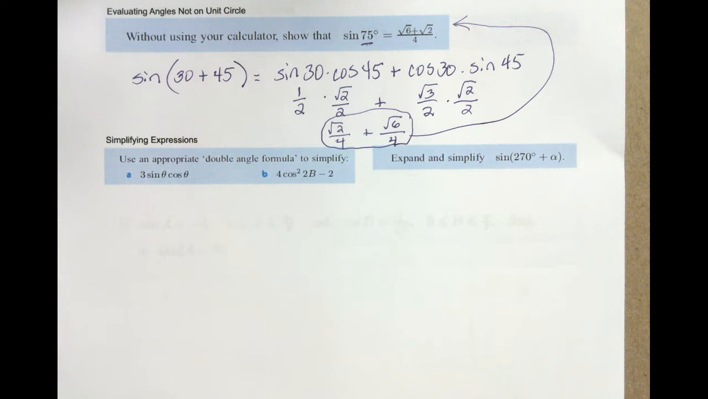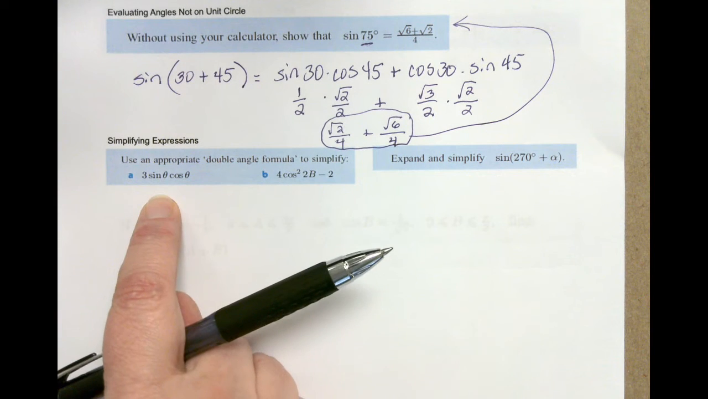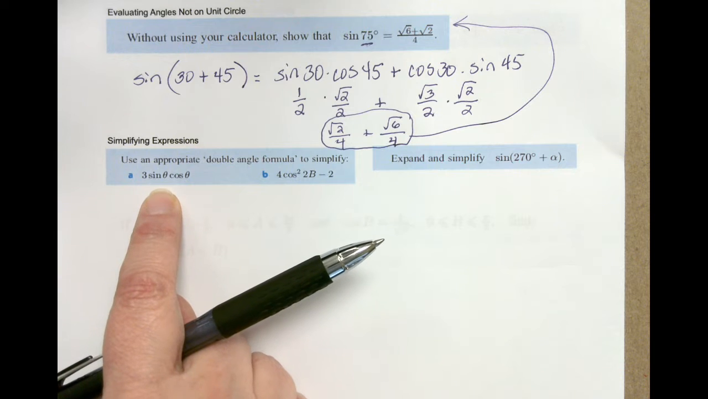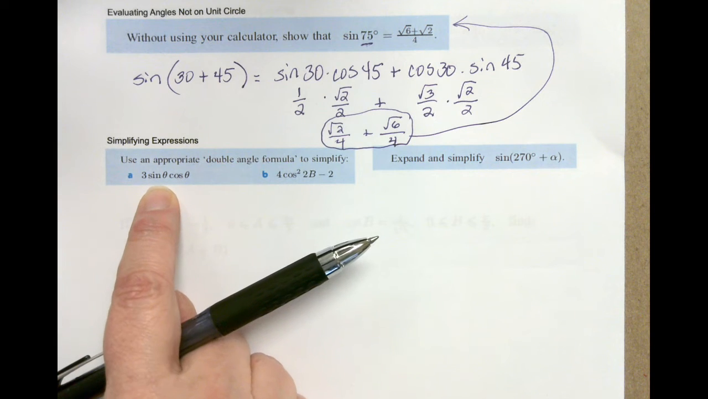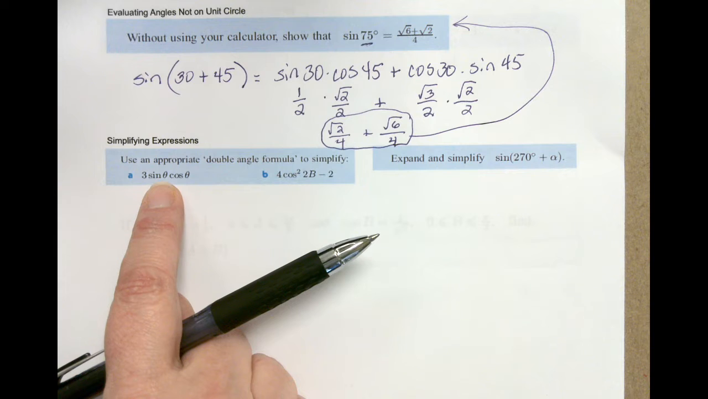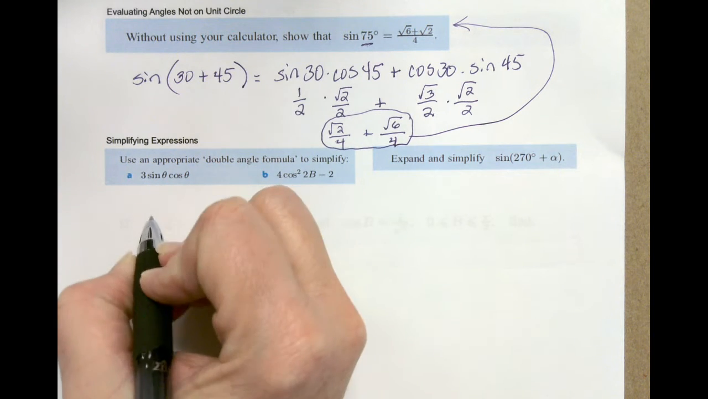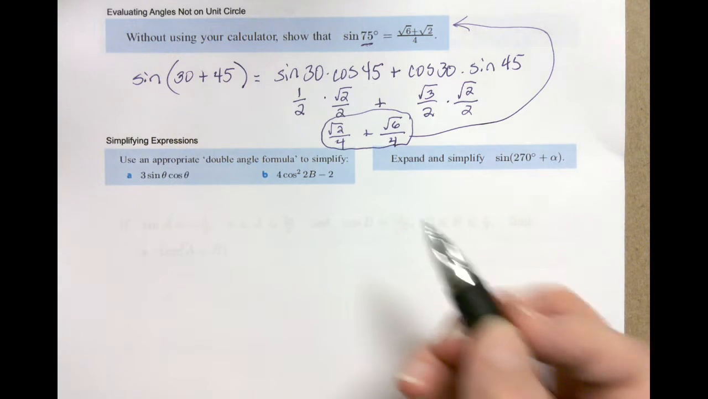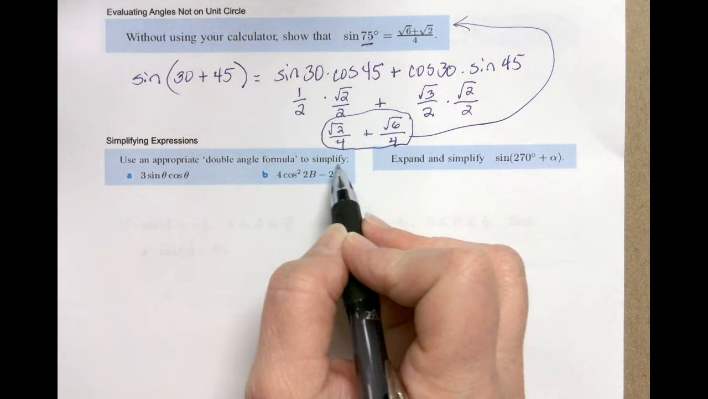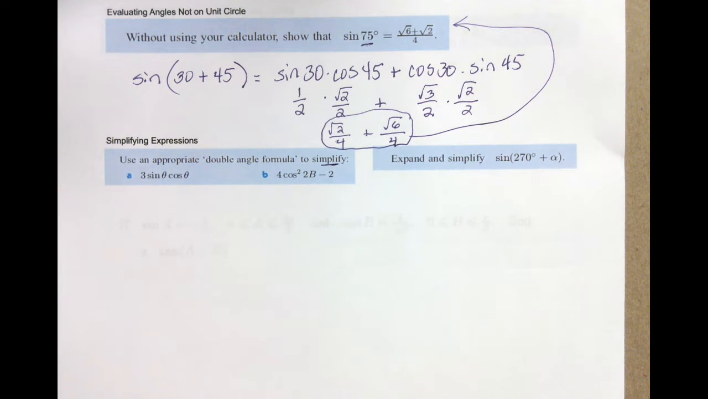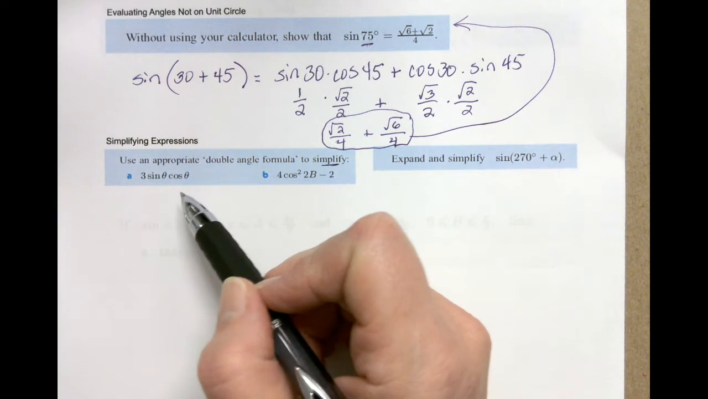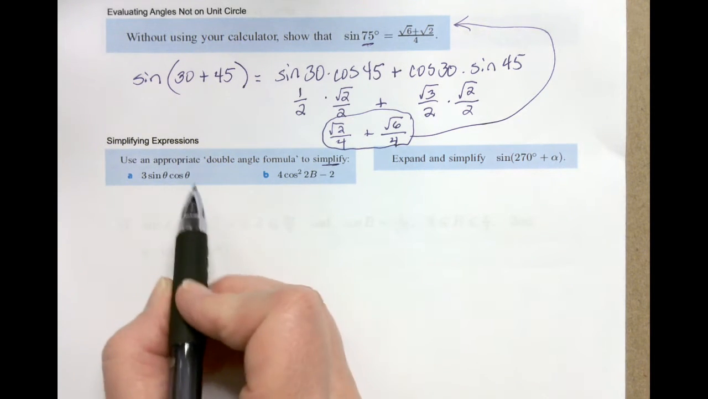Okay, so these are challenging. These right here can be very challenging. We are going to use the double angle formulas to simplify. This is like what we were doing on Wednesday. This is kind of hard to explain on this one, but what do you think this simplifies to?